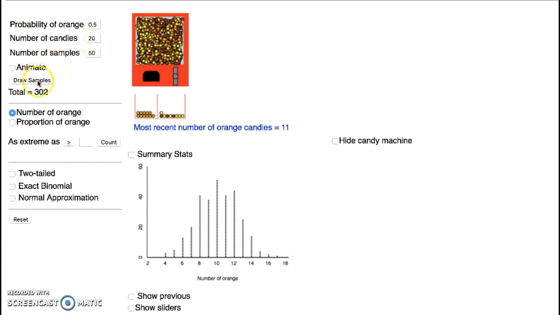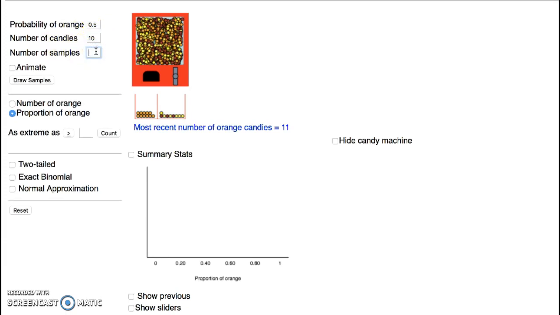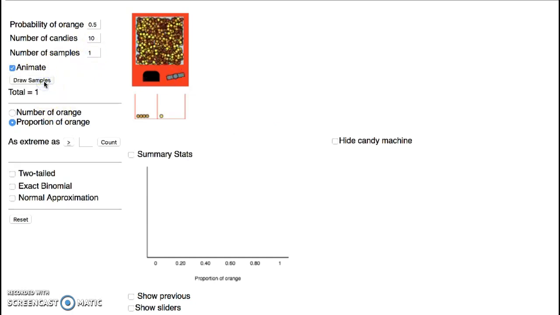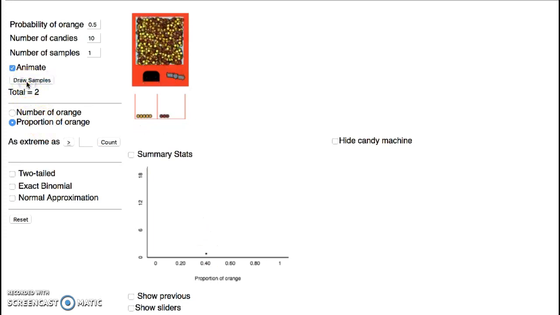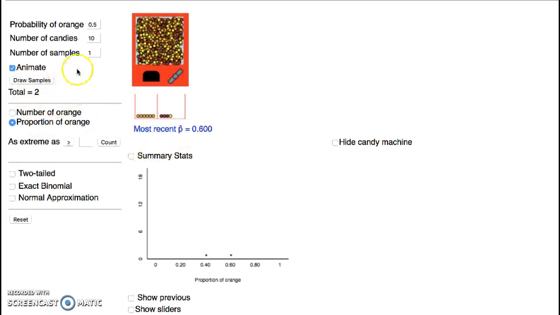But let's see what happens if I ask us to look at the proportion. And I'm going to take it back to 10 candies at once. And let's just do 1 sample to start, and then we'll ramp it up. So same concept, generate 10 candies. 4 out of the 10 were orange, so my sample proportion, or my p-hat, is 0.4. Do it again. This time I got a p-hat of 0.6. Let's ramp it up to 50. Oops. Take off my animate and draw those samples.